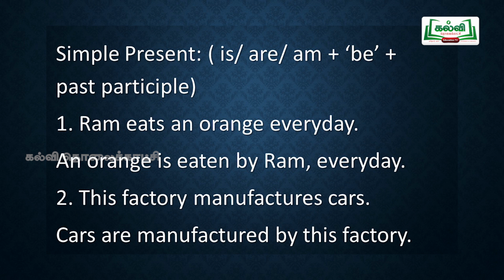Look at the next sentence. This factory manufactures cars. This factory manufactures what? Cars. So cars becomes your subject in the passive. Manufactures changes to are manufactured because cars is a plural subject. So cars are manufactured by this factory.